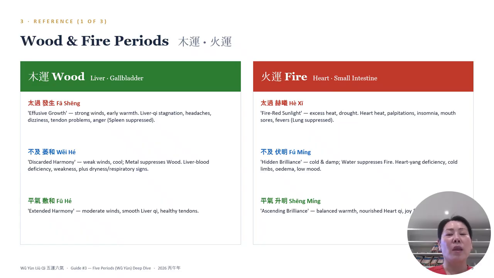Notice the rhythm: excess, deficiency, balance. Every element follows the same 3-beat pattern.